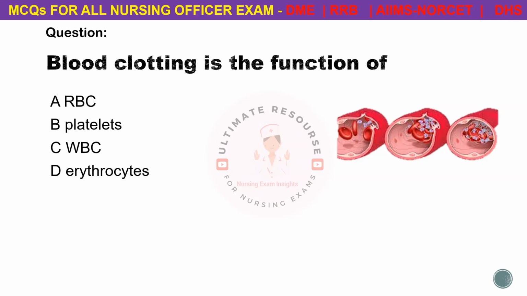Blood clotting is the function of. Options are A. RBC, B. Platelets, C. WBC, D. Erythrocytes. The answer is B. Platelets.